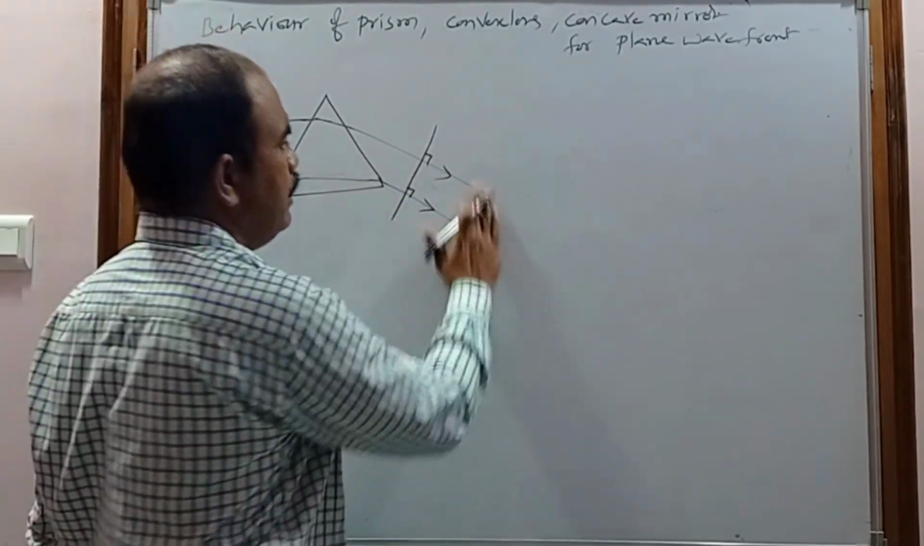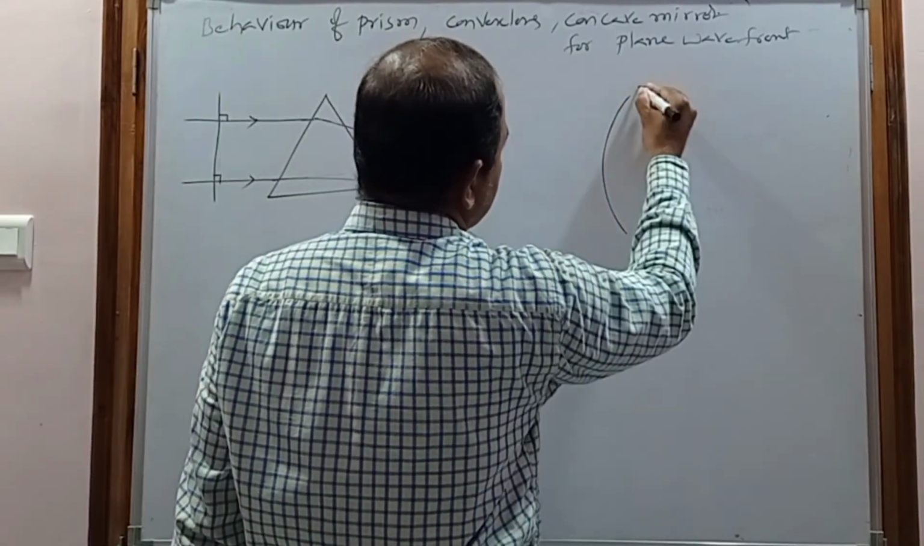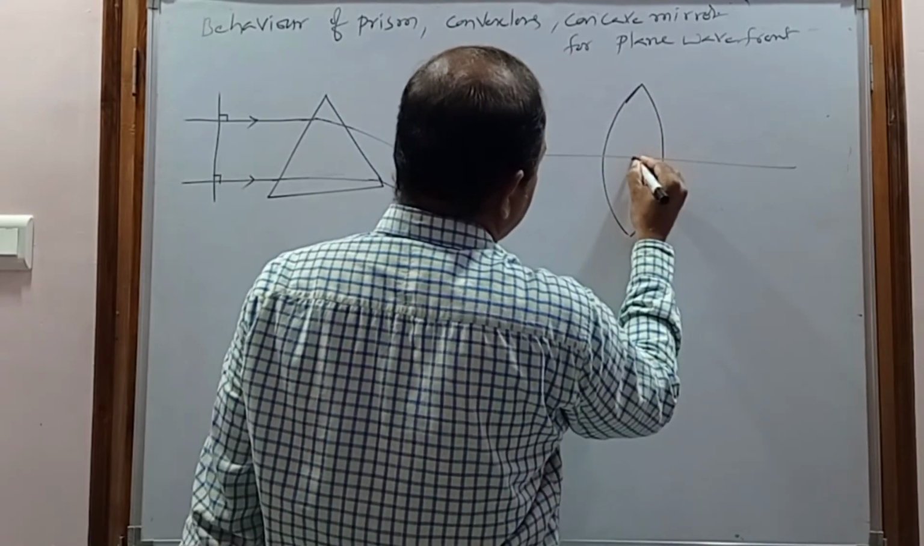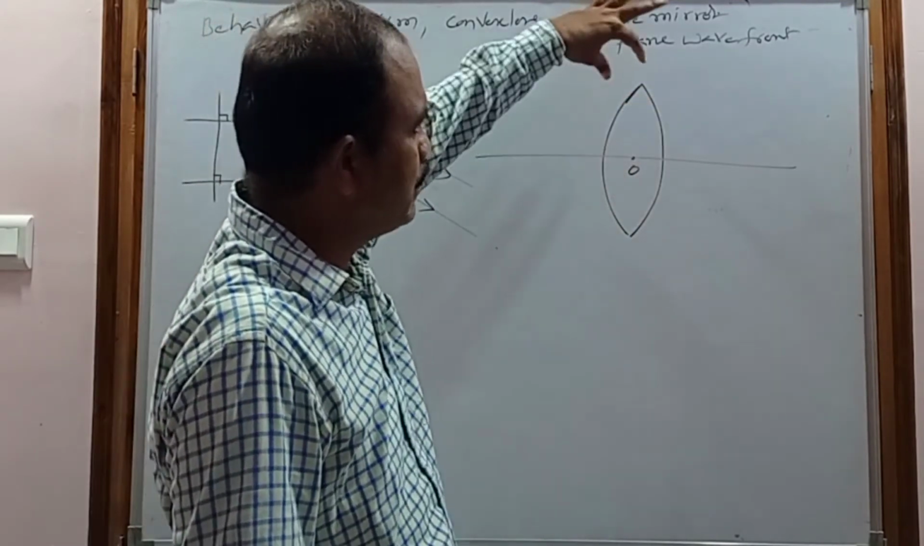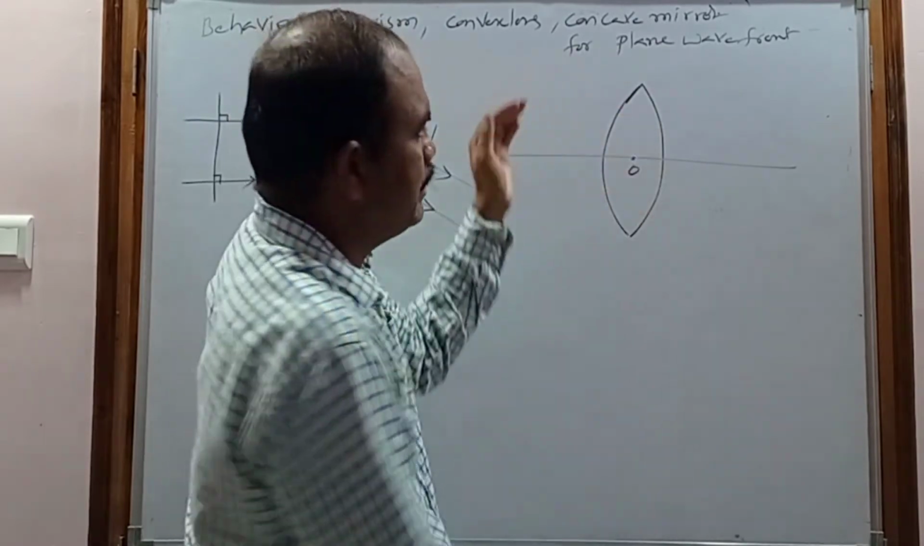Now coming to the convex lens. Now consider this is the convex lens. Consider this is the principal axis and this is the optic center. Again, when we observe the convex lens, the thickness will be less at the edges and thicker at the middle.